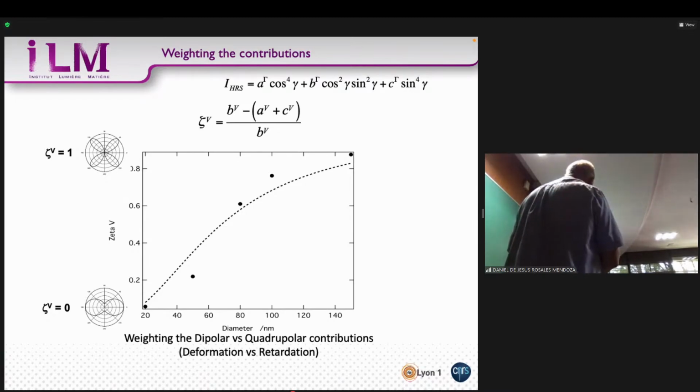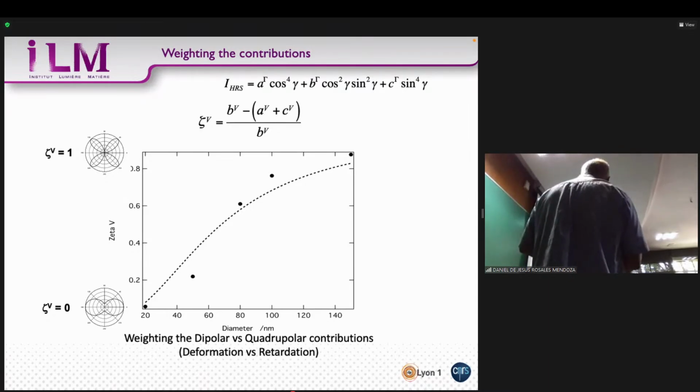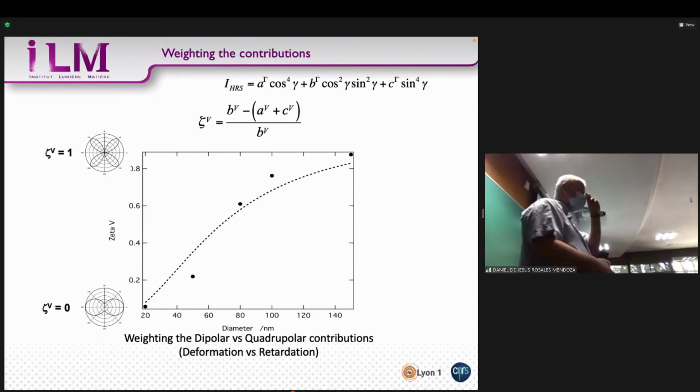Therefore, now we can plot as a function of size the previous results where we report this coefficient. And you see these points, experimental points. And this is a simple model where we take into account retardation. So now we have a measure of the weight of the retardation compared to the response coming from the shape. Okay, we can quantify this.